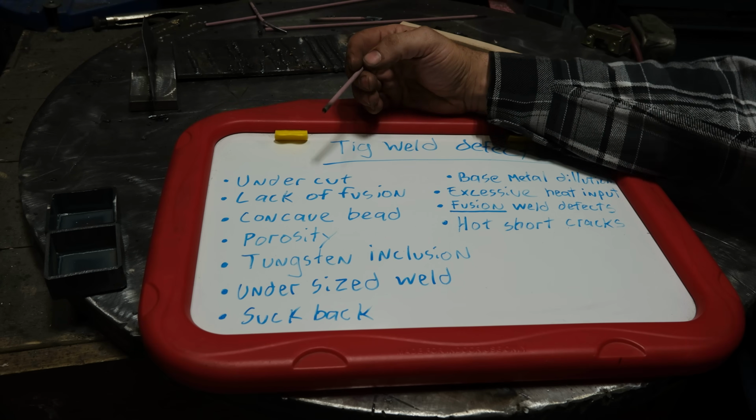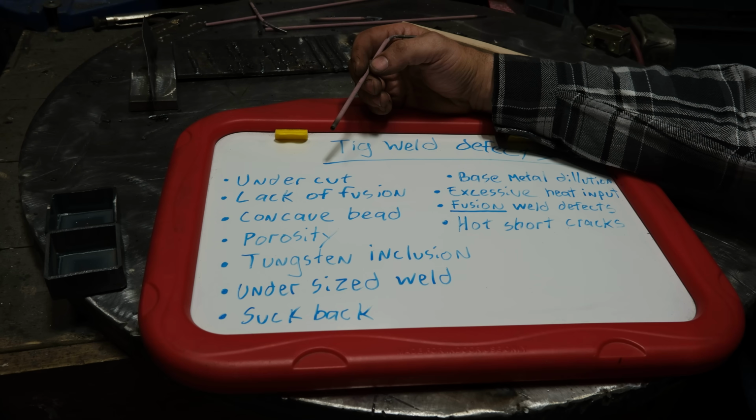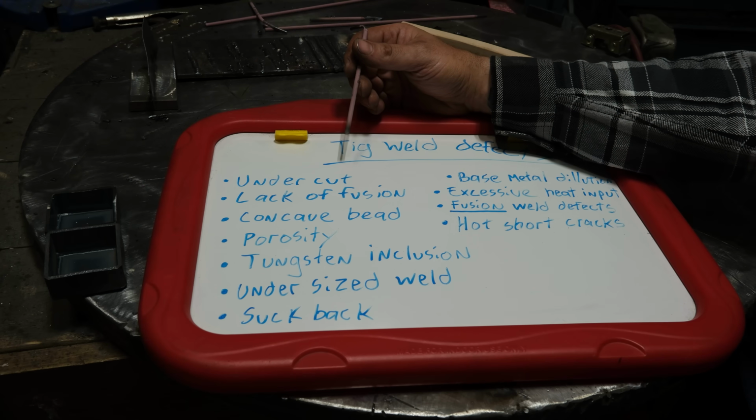So on this list that I made, we have the most common TIG welding defects as well as some that are fairly less common that you may be unaware of, but we're going to start out with some easy ones first. First one being undercut.